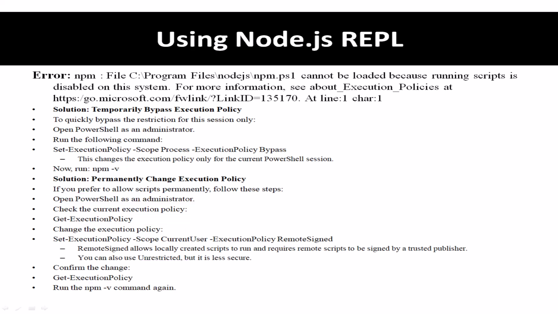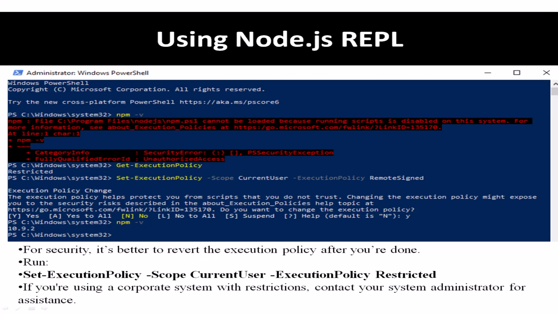So here we have a screenshot showing how to use the execution policy. In PowerShell, what I have typed is npm -v. The version was not shown at that time. What you need to do is get the execution policy. Whenever get execution policy shows restricted, it means that, for security reasons, it is blocked, then you have to allow the execution policy.